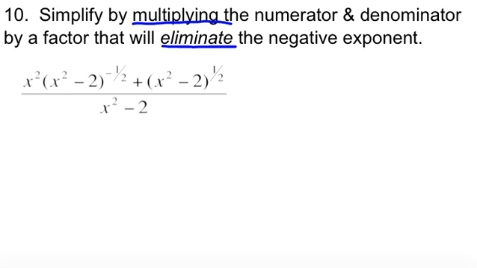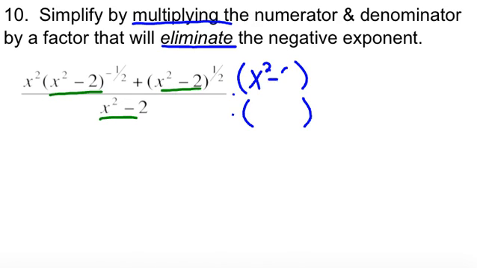Because in this problem, we can't drop that negative exponent down to the denominator to get rid of it because we've got that plus the x squared minus 2 to the 1/2. So this is a lot more complicated problem. So our goal is to just get rid of that negative exponent. So we're going to multiply the top and bottom times something that will eliminate the negative exponent. Now, notice our base is this x squared minus 2. That's what we're multiplying by. x squared minus 2 to some power. We'll get to that in a minute.